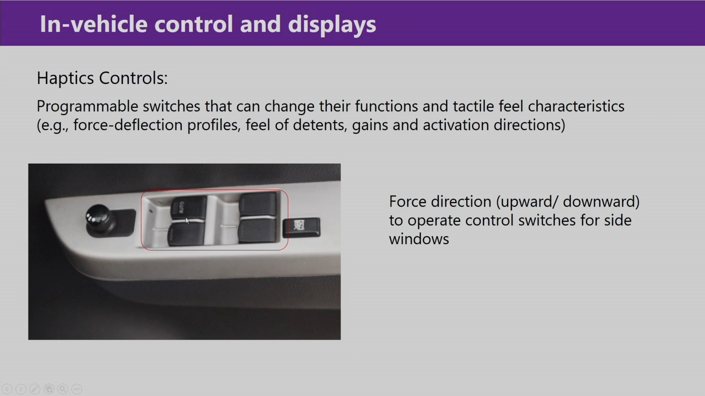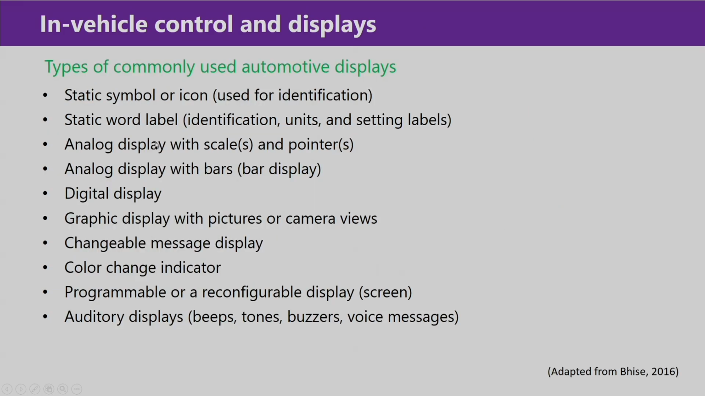Here is one example. For force direction, whether we move upward or downward to operate the control switches for side windows. On the door trim panel, this type of controls are there for operating the side windows. To control the side windows up and down, if we move these control switches in upward direction, then the window will also move up. At the same time, if we move in downward direction, then the window will go down. So, this type of buttons or control switches are available, which actually give haptic feedback of control operations.